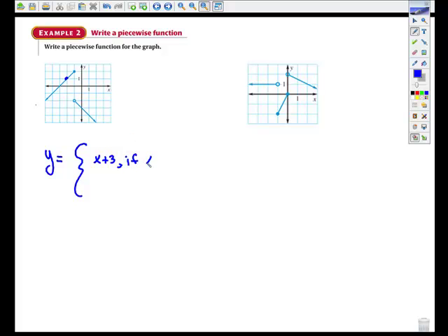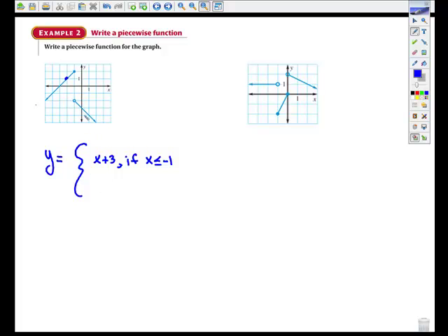If x is, x right here is negative 1, and it looks like it's if x is less than or equal to negative 1. So that's this portion. Now I need this portion.